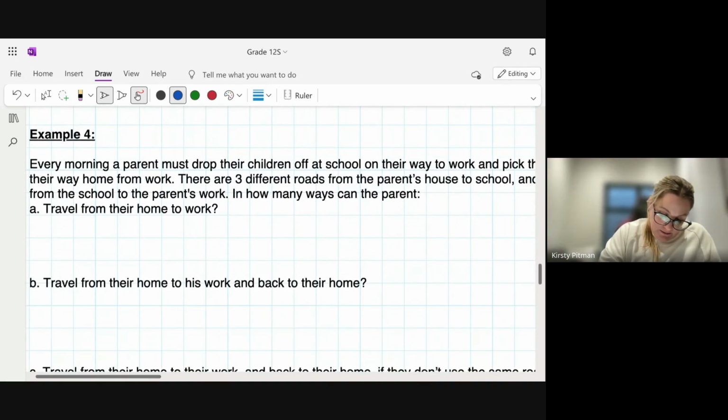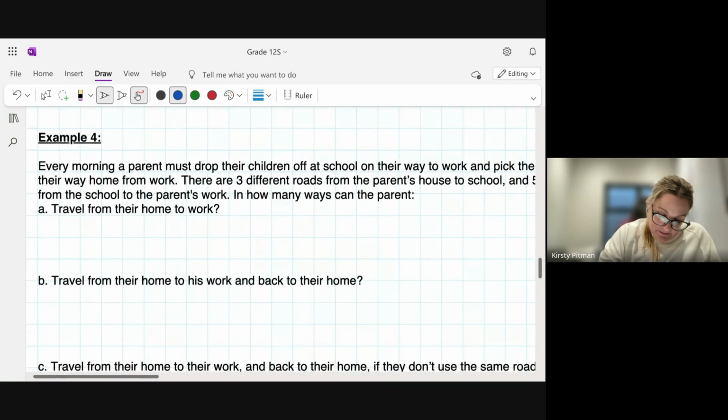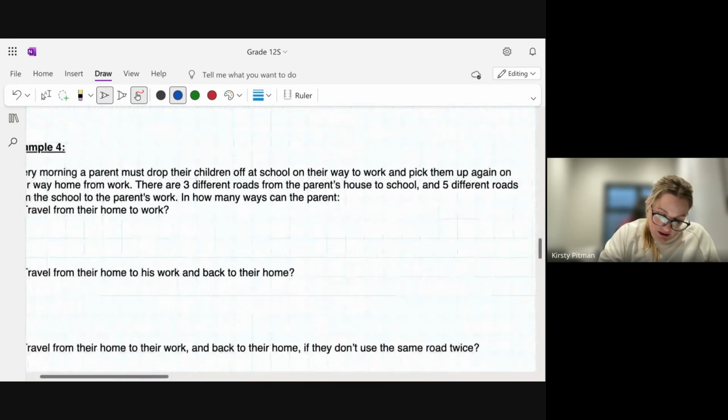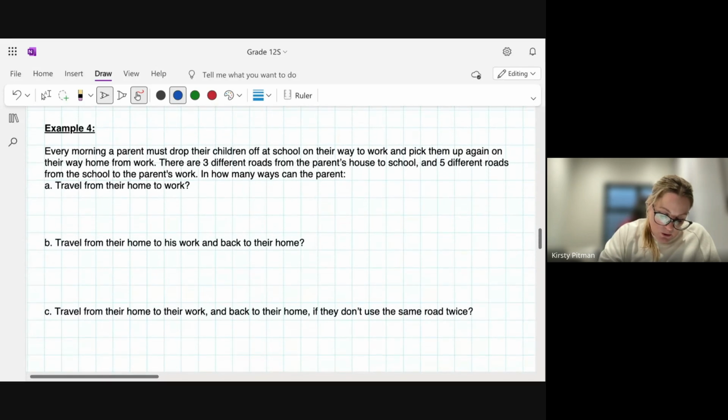All right. Oh, driving to school, this one. They love this question. Love to talk about either driving to school or catching the bus or the train. So every morning, a parent must drop their child off at school on their way to work and pick them up again on their way home from work. There are 3 different roads from the parent's house to school, and 5 different roads from the school to the parent's work. In how many ways can the parent travel from home to work?